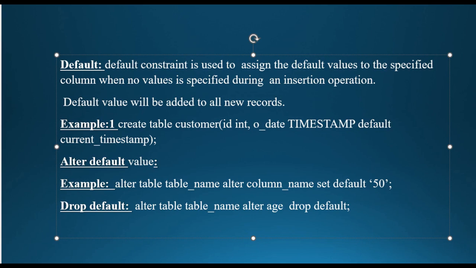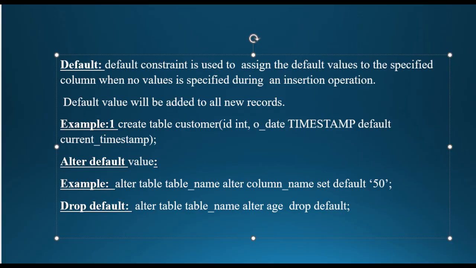Hello everyone. In this session, I am going to discuss the default constraint. The default constraint is used to set the default value for a column, and it applies when no value is provided during insertion. It helps to avoid null values in a table, and it can be used with numeric, string, and date columns, and a constant value can be assigned as a default.